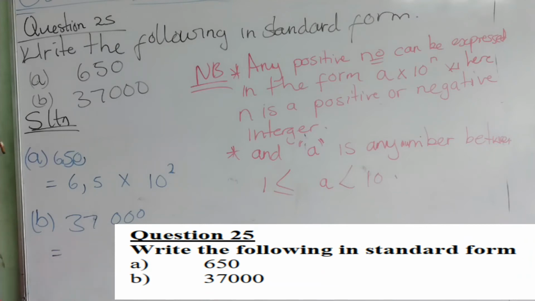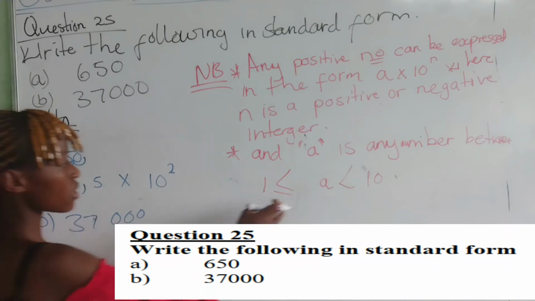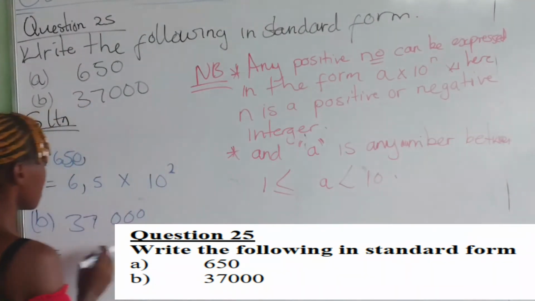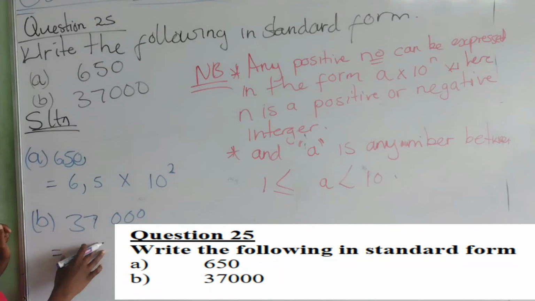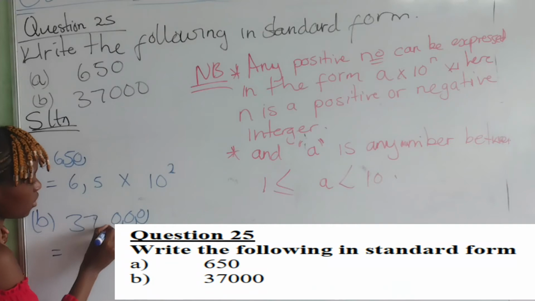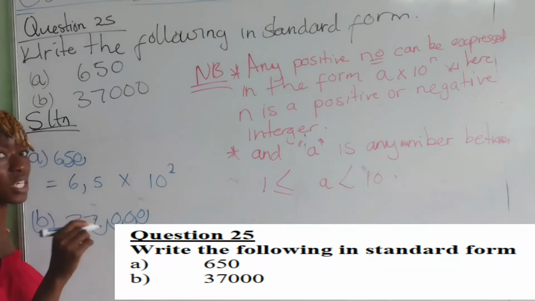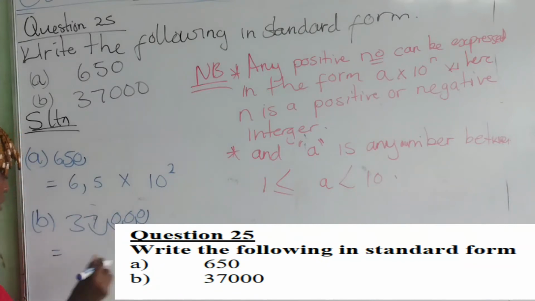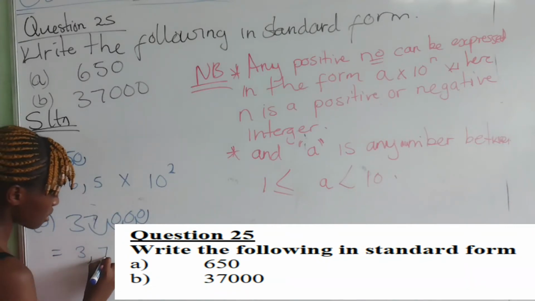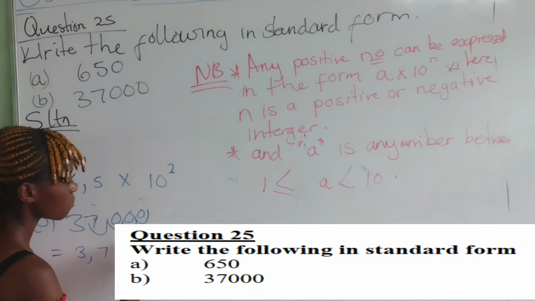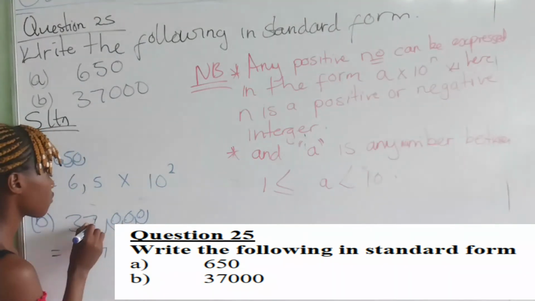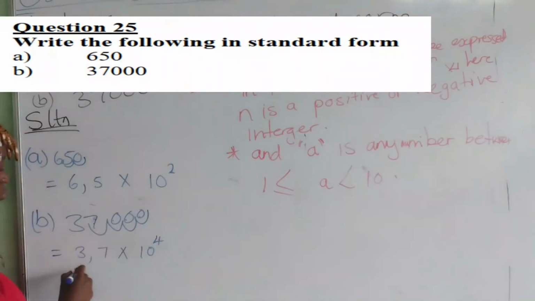It's equal to, for this part, we have to have our A within the range 1 to 9. So the range 1 to 9 for this will just give us 3.7. So it's going to be 1, 2, 3, 4. This is 3.7, and it's within the range 1 to 10. So it's going to be 3.7 times 10 to the power 4. And this one is positive.